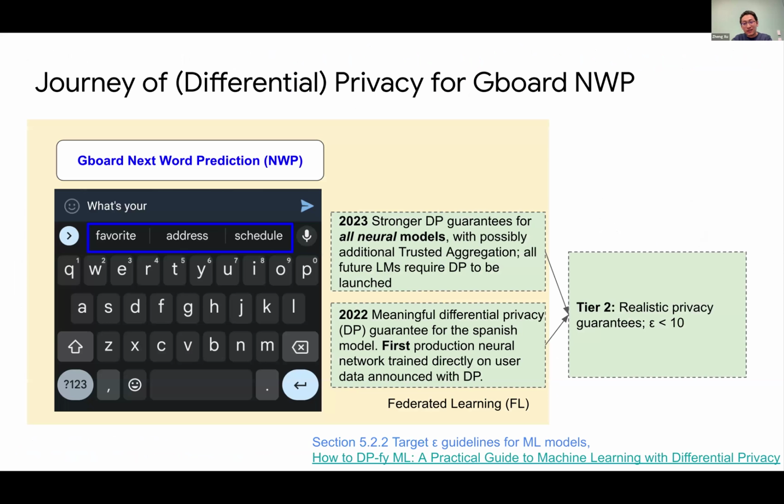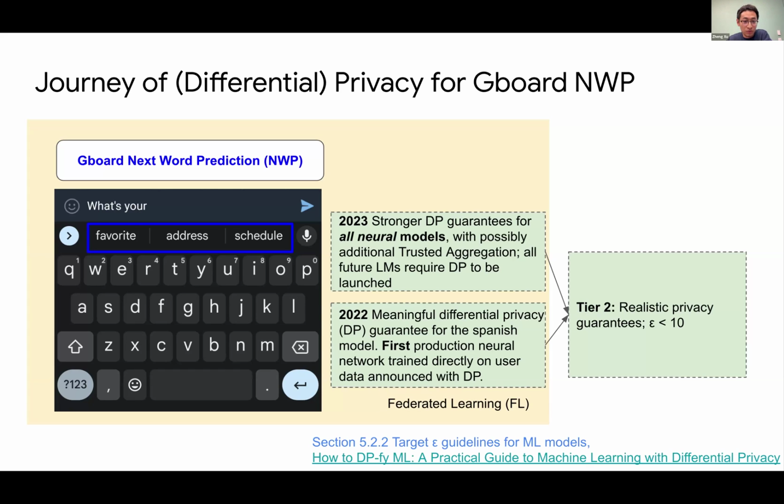Okay, I'll continue. I'll probably skip this due to limited time. This is a short history. We have used federated learning to train these models for years. There's a strong commitment: all these models are trained with federated learning, and we never collect all the user data.